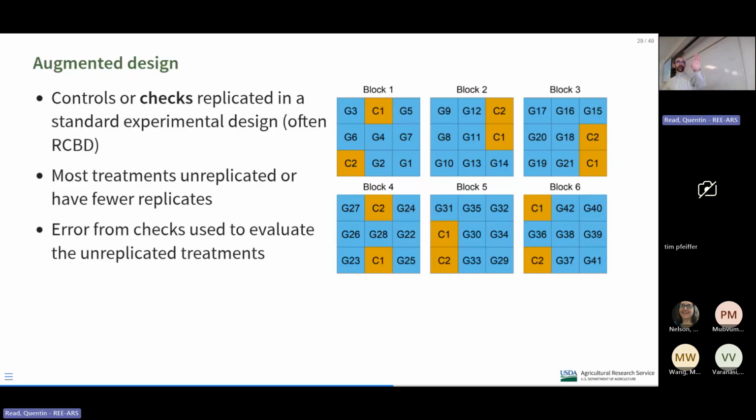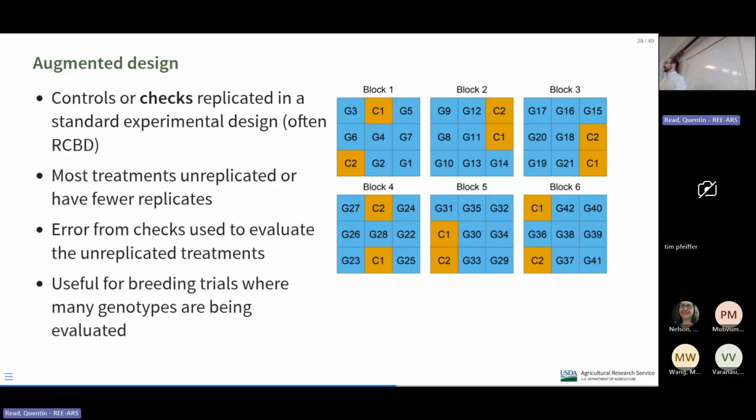But we can still figure out the block effect because we have some of the same checks, which are often standard varieties or genotypes whose properties we know very well. The error from those is used to evaluate the effect of the treatments or genotypes that are not replicated.